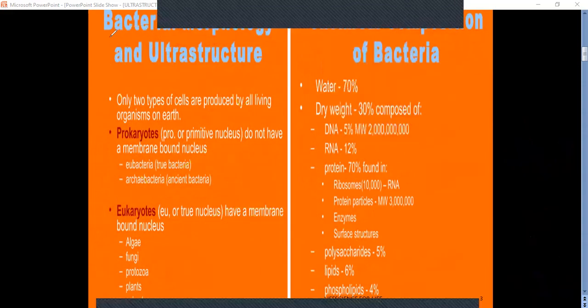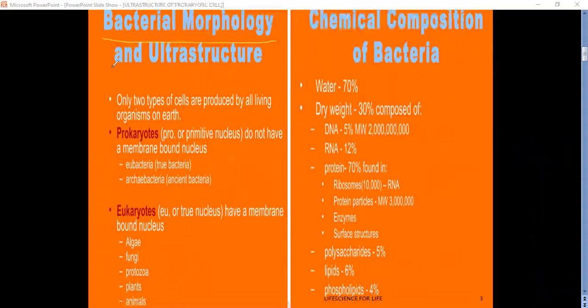Next, basic bacterial morphology and its ultrastructure. Only two types of cells are produced by all living organisms on Earth: one is prokaryote, another is eukaryote. Prokaryotes are primitive and do not have a membrane-bound nucleus. That is, in a prokaryote there is no nuclear membrane, which means absence of a true nucleus.